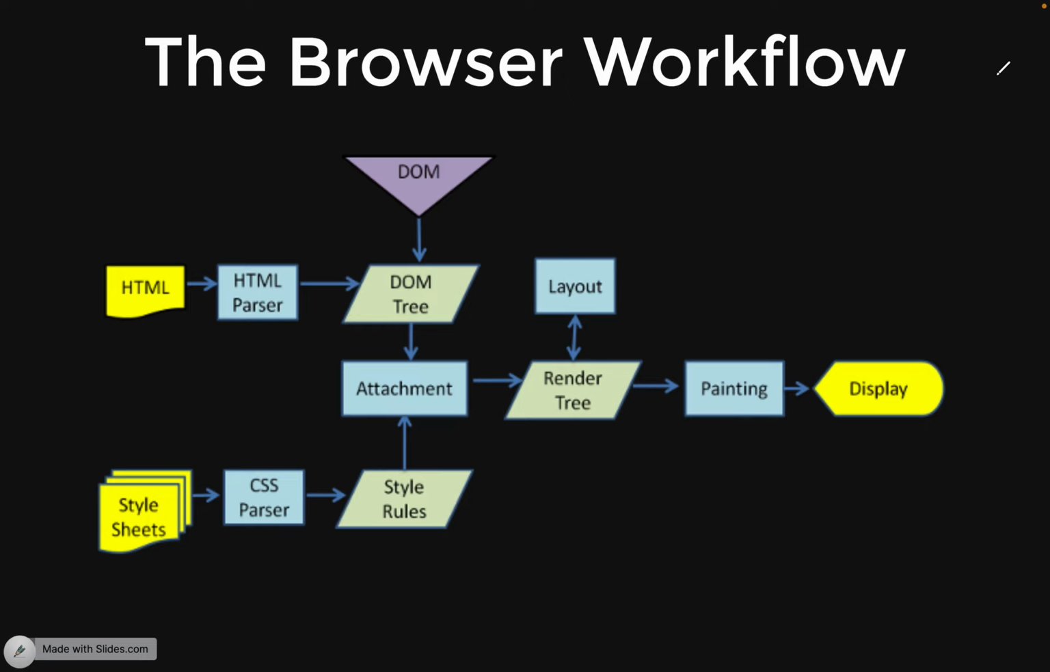Now once painting is done, the HTML page will be visible to the user. Any changes made from now onward will cause a cycle of layout and painting again, a reflow of layout and painting. If a change is made to your DOM, it will start again from the same phase: render tree, layout, painting, and all those steps. Same for the CSS as well.